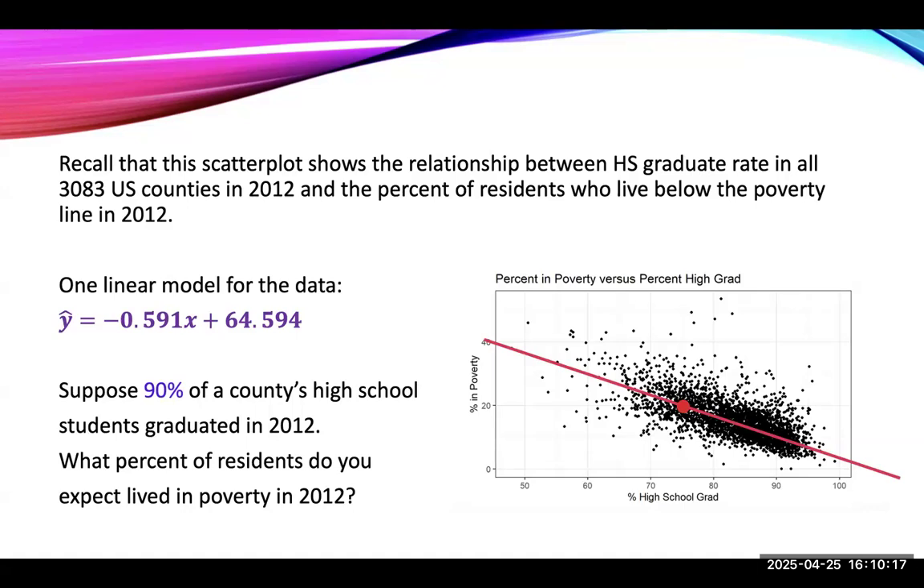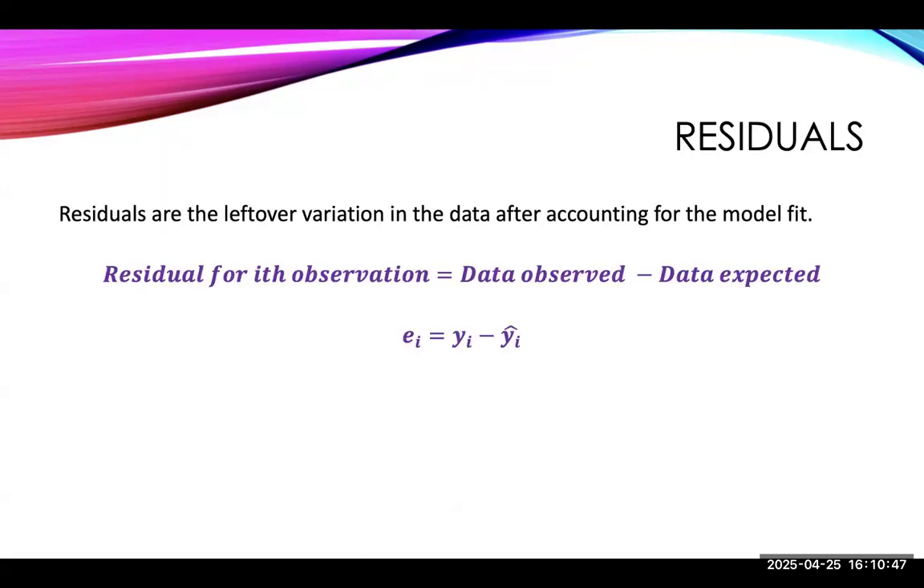So we put in the 90 into X, and we find Y, it's 11.4. So we expect about 11.4% of residents in that county lived in poverty. The next thing I want to do is discuss how the computer came up with this model, this line of best fit. To do that, I need to define something called a residual.